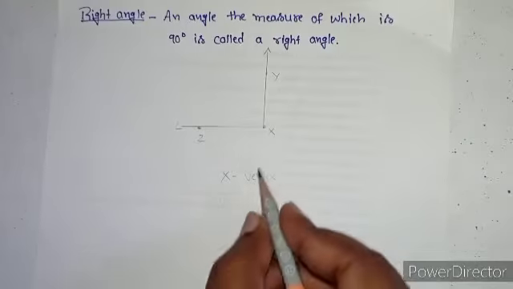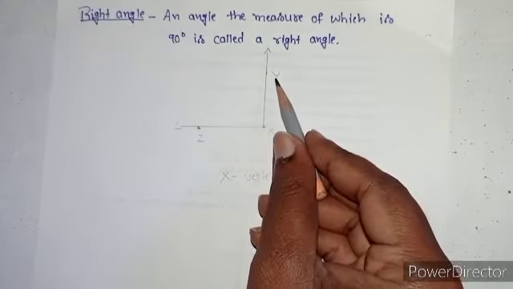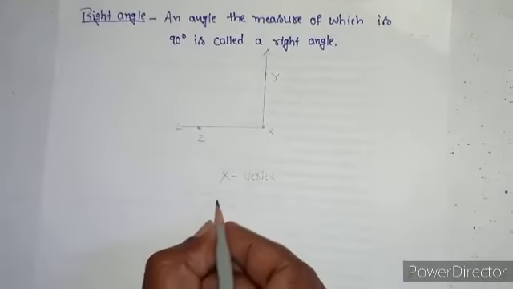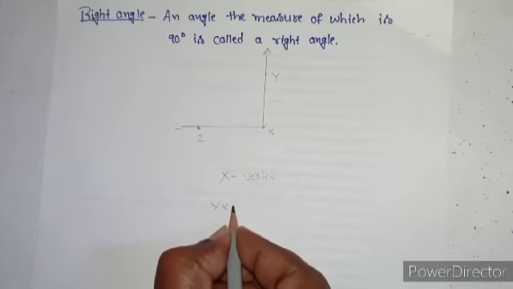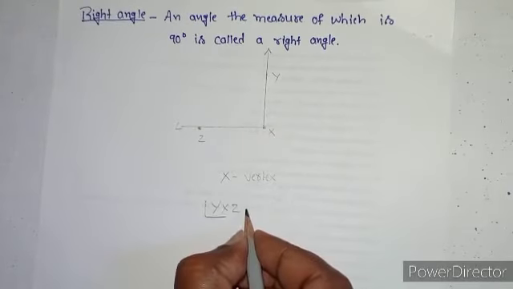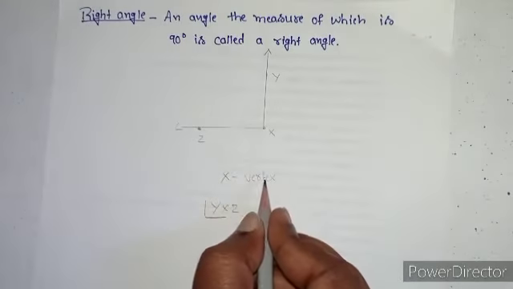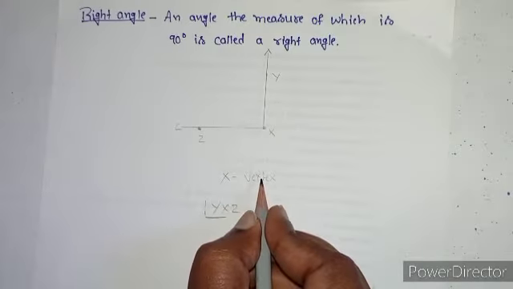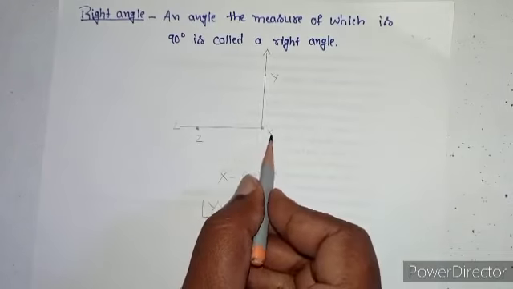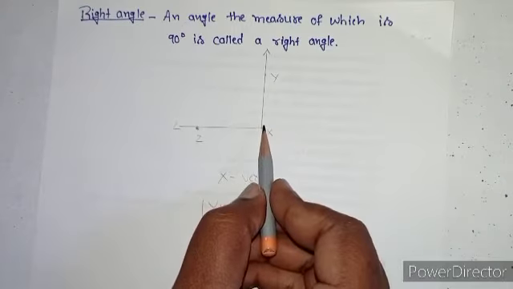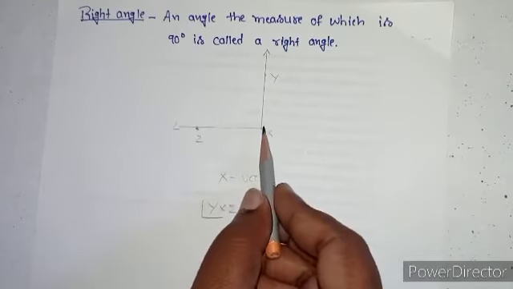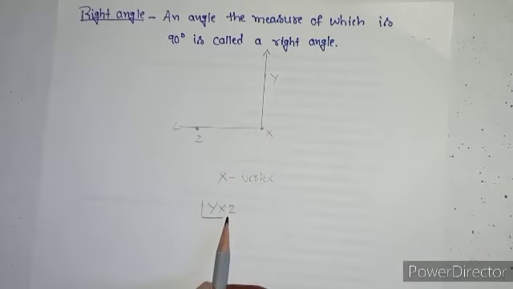So students, here the angle is YXZ, right? YXZ is the angle. X is the vertex point or common end point, and XZ and XY are the two sides or two arms of the angle YXZ.